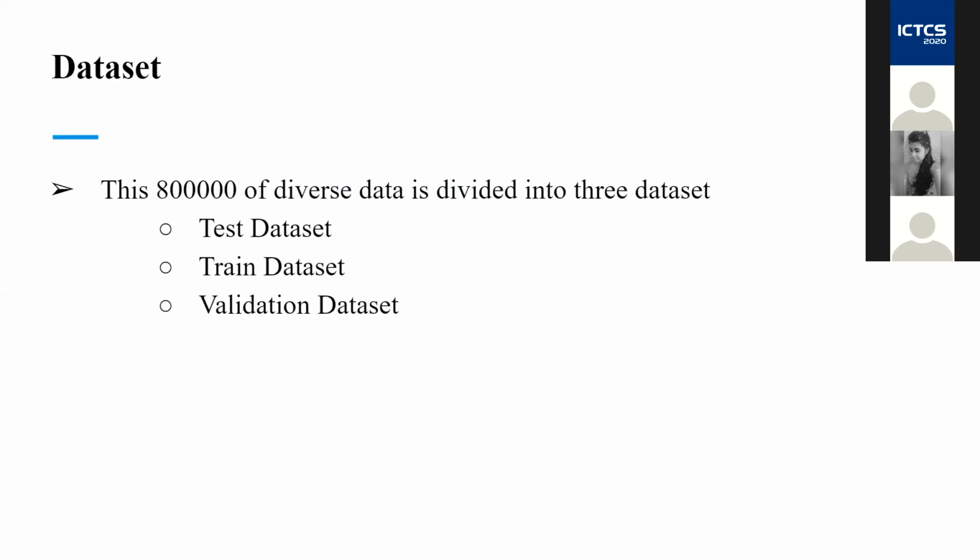This 8 lakh dataset is divided into 3 different datasets, that is test dataset, train dataset, and validation dataset. The test dataset is used for testing, and it is the basic dataset. It is present in 80% of the overall dataset. The train dataset is the remaining 20% of the dataset. It helps to find out the predictions, and the validation dataset is the rest of the dataset that will help in finding out the prediction of the dataset.